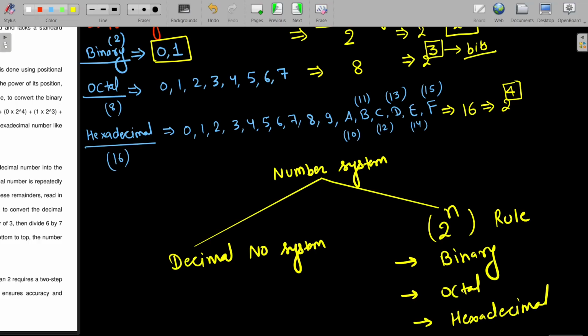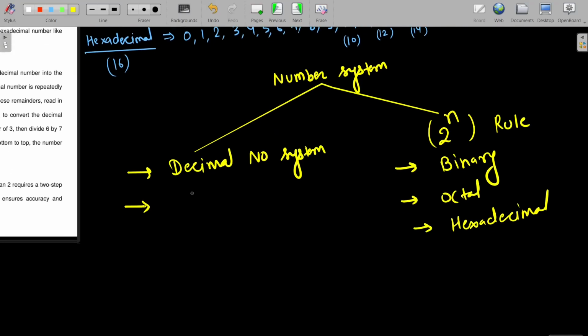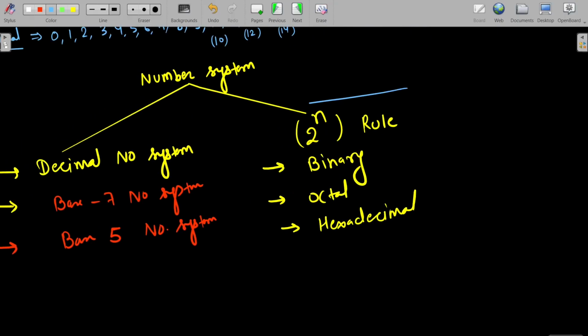For the category in which this 2 raised to power n rule is not followed, we may have the decimal number system, we may have the base 7 system. Any system can be possible. We may have a base 5 number system like this. Now, the question is how to convert from any number system to another number system. So the first rule I am going to explain is this one.